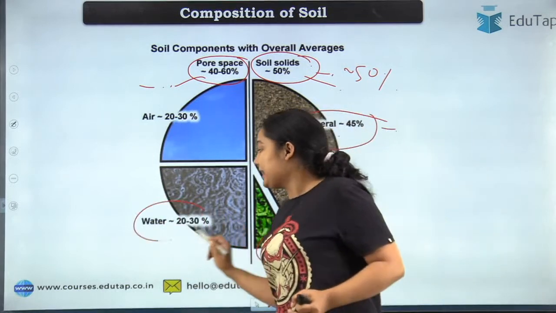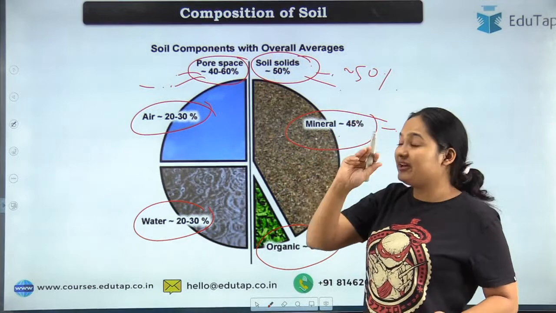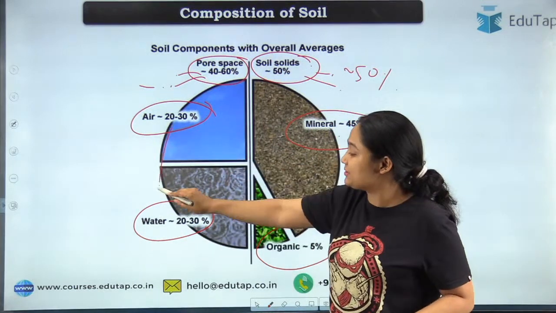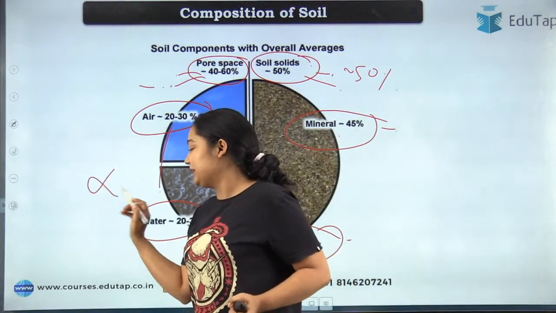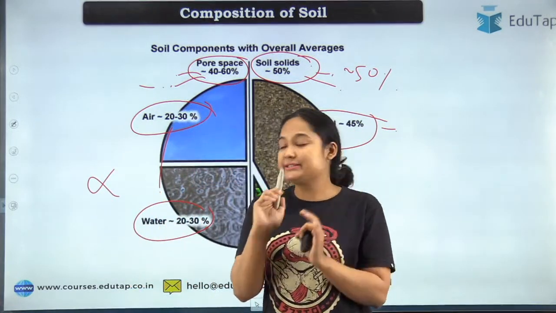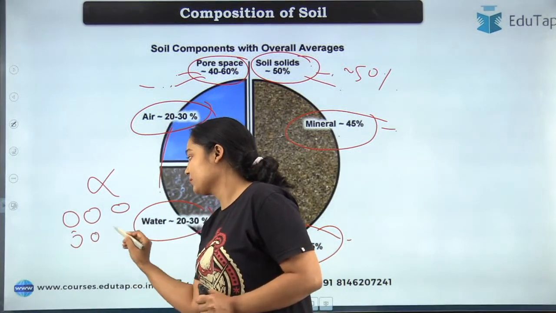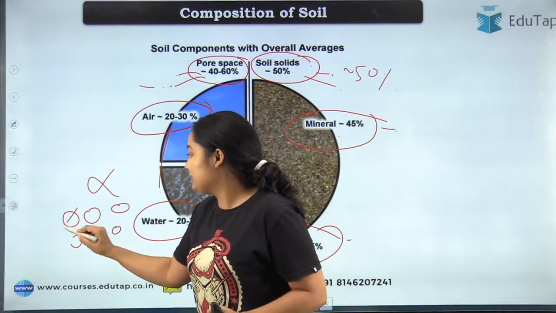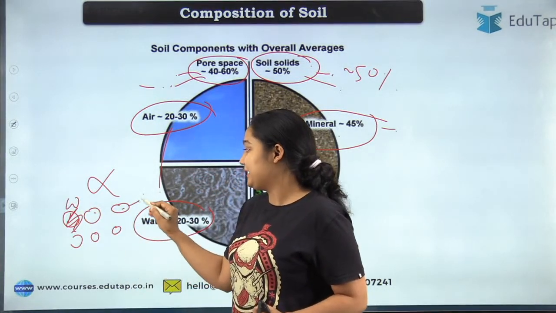Talking about air and water, they share the pore space. Here a very interesting thing happens: the relationship between air and water is inverse. It means there are limited seats. Let's say there are 6 pores. If only one pore is covered with water, the other 5 will be covered by air.